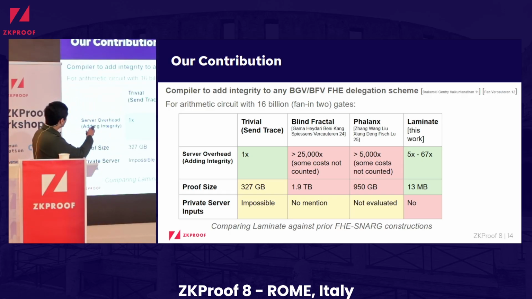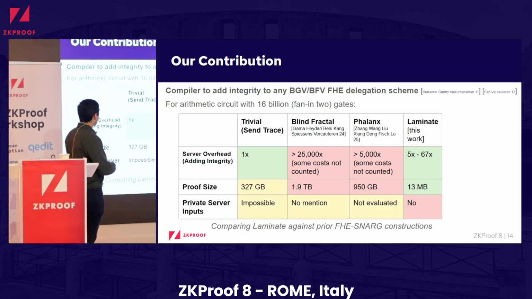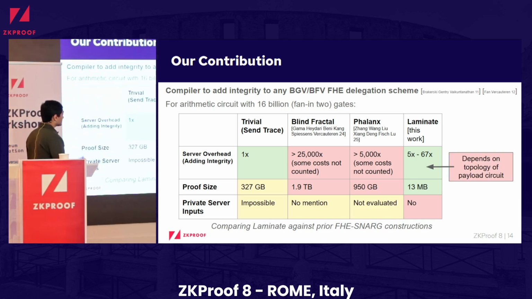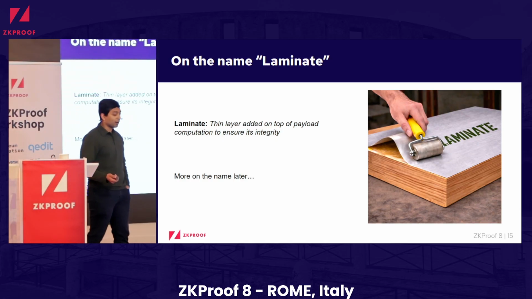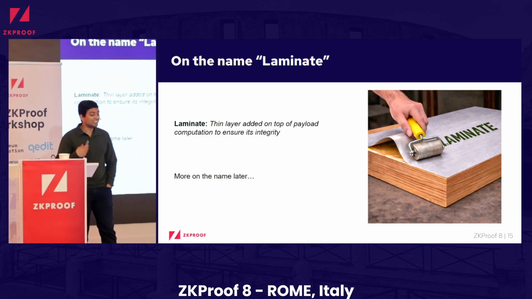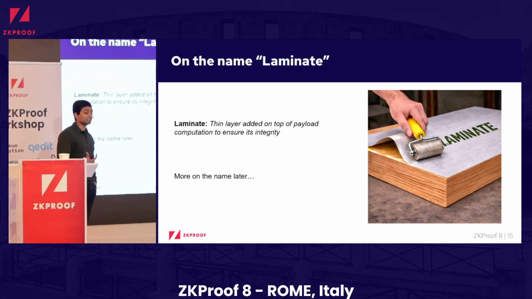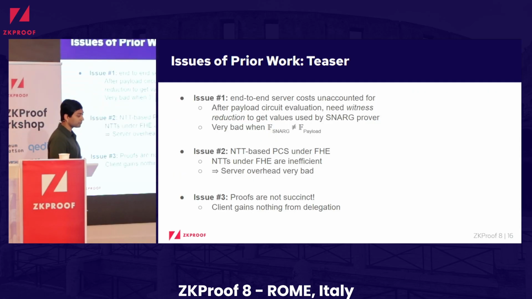And in Laminate, we can see that we get a server overhead that's somewhere in the order of 5x to 67x, compared to just FHE without integrity. And our proof size is 13 megabytes. Okay, and this range depends on the topology of the payload circuit. So just a quick teaser about the name Laminate. It's supposed to indicate like a thin layer added on top of payload computation to ensure its integrity. So this is like the picture you should have in mind with why we named our scheme that.